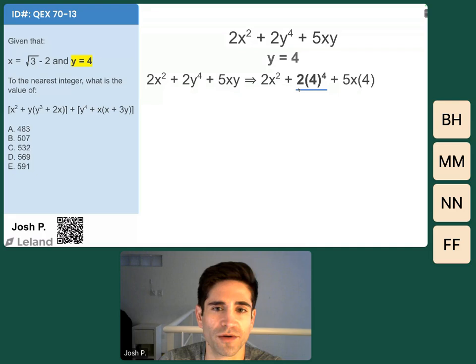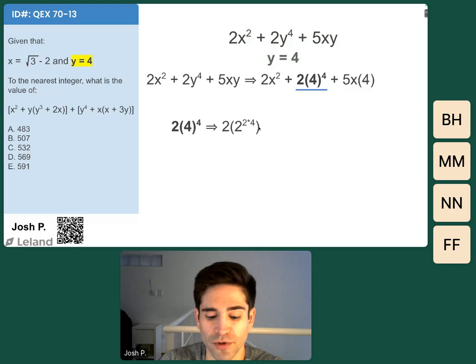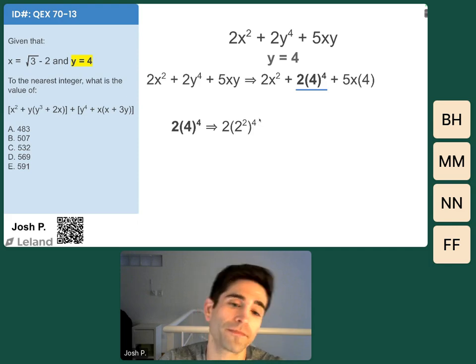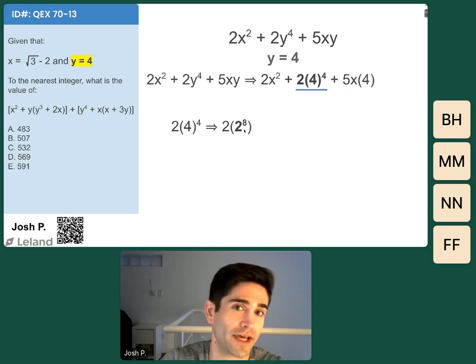Now, when we look at this term right here, 2 times 4 to the fourth, basically 2 times 4 to the fourth is equivalent to 2 times 2 squared to the fourth. And using exponent rules, when we have a term like this that's elevated, what we do is we multiply the powers. So 2 squared to the fourth becomes 2 to the power 2 times 4, which is 2 to the eighth.